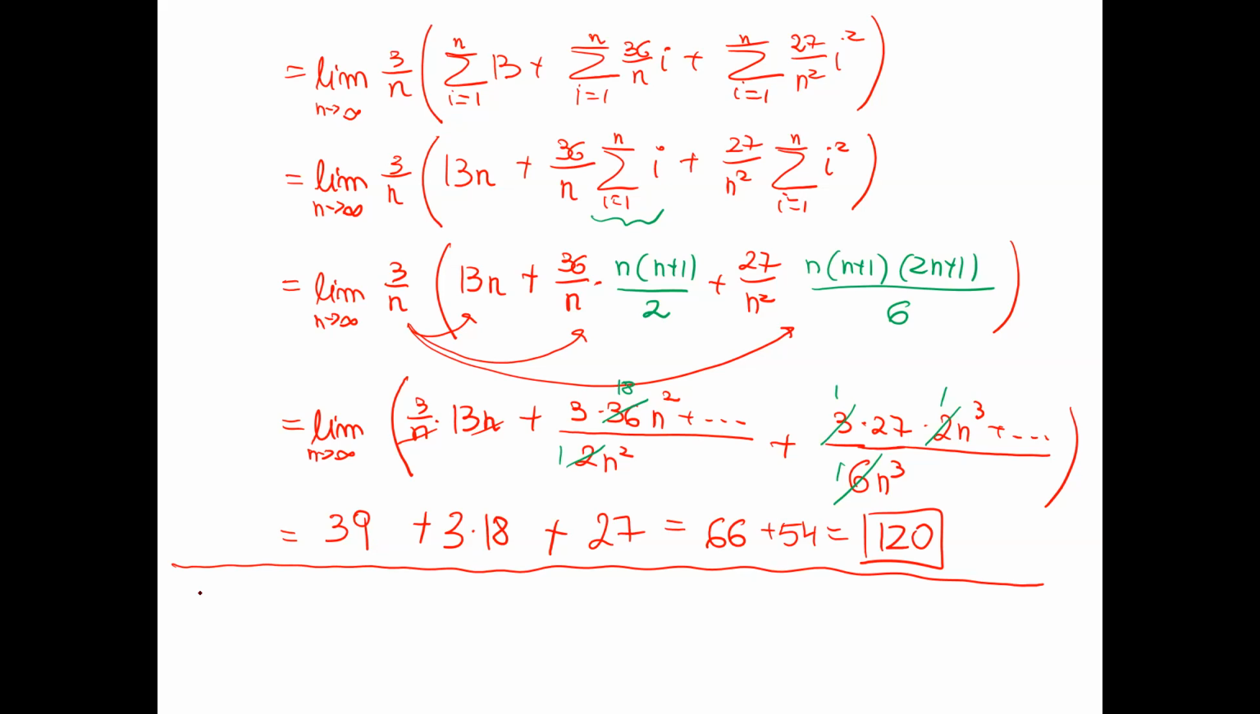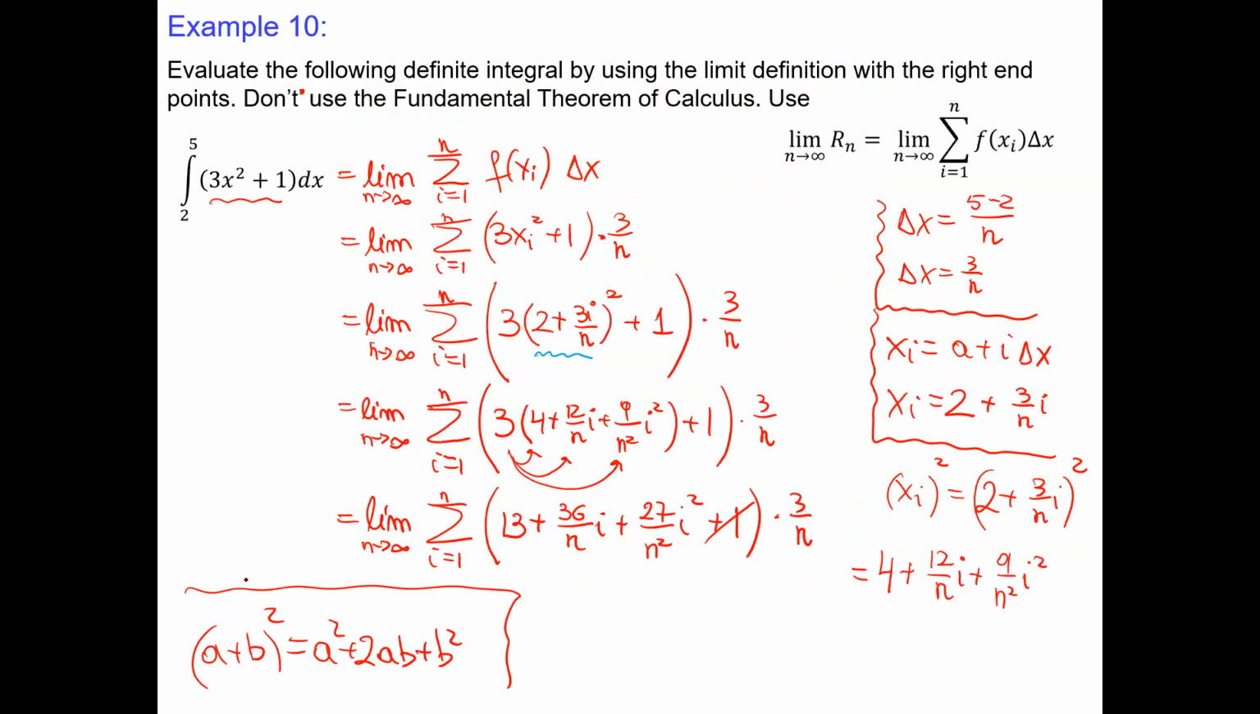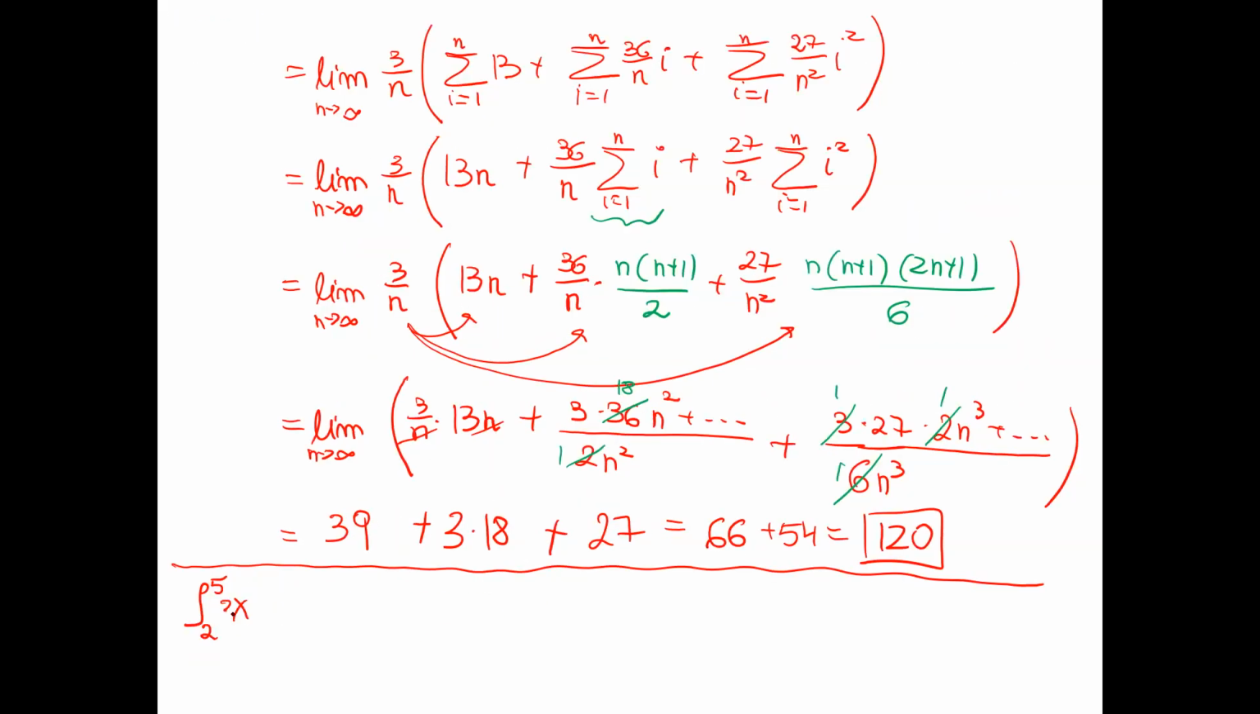Let's apply the fundamental theorem of calculus. The integral was from 2 to 5, and the function was defined as, let me check. Oh, 3x squared plus 1, right? But that's not required for this question. Okay, I'm just checking. The antiderivative of 3x squared is x cubed, because the derivative of x cubed is 3x squared. The antiderivative of 1 is x, because the derivative of x is 1. And that's the fundamental theorem of calculus.